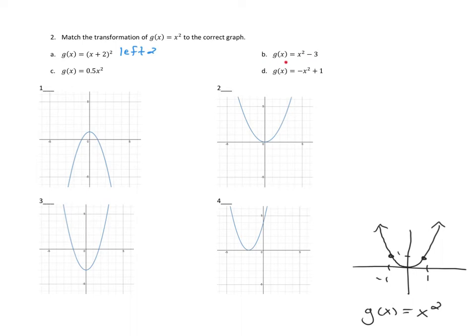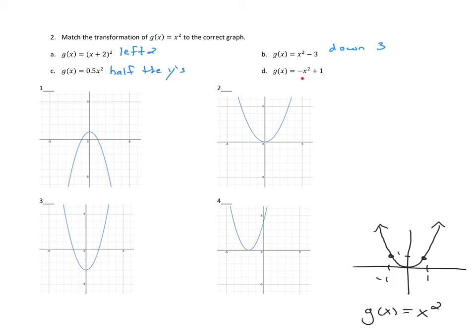Compare that to b. This -3 is outside of the function, so it's changing the y value, and it will have the effect that you expect. In fact, this is going to go down 3 places. Okay, here we're multiplying the y value by 0.5. So again, we're changing the y values. And multiplying by 0.5 is the same thing as dividing by 2. So we're going to take half the y values.